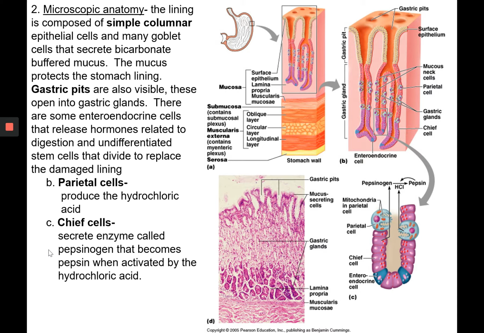Pepsin is an enzyme that breaks down protein. So pepsin is very important for protein digestion, and protein digestion actually begins in the stomach because of this enzyme pepsin. So parietal cells produce hydrochloric acid, chief cells produce pepsinogen, and then pepsinogen is converted into pepsin in the stomach because of the acidic environment that is present.